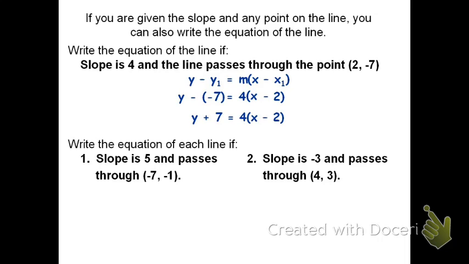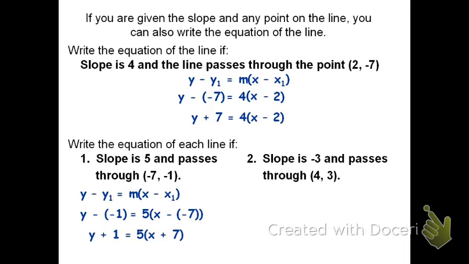In problem 1, we see that the slope is 5 and that the point is (negative 7, negative 1). If we substitute these values into our point-slope formula, we will get y minus a negative 1 equals 5 quantity x minus a negative 7. Simplifying the equation a bit, y minus negative 1 becomes y plus 1 equals 5 and then quantity x plus 7.